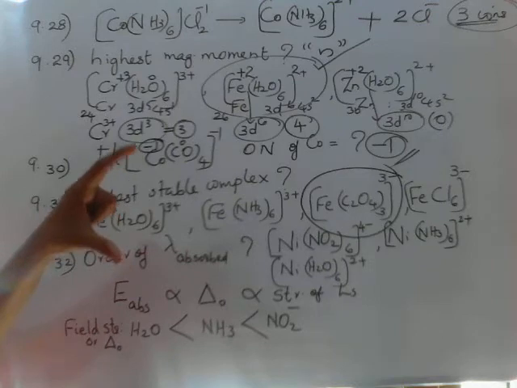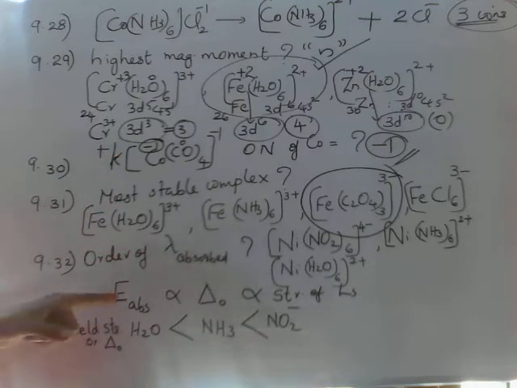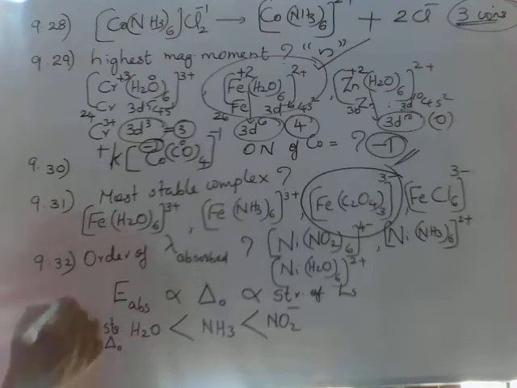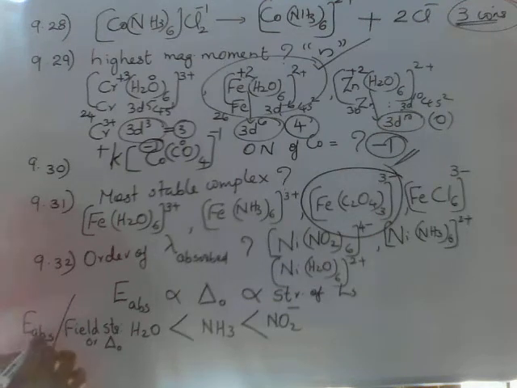So when the crystal field splitting energy increases, energy of absorption also increases, right? So what will be the order of energy of absorption? This will be the same as the order of energy absorbed by this complex. Means minimum amount of energy is absorbed by the complex with the water ligand, then with the ammonia ligand. Maximum energy is absorbed with the NO2 minus ligand.